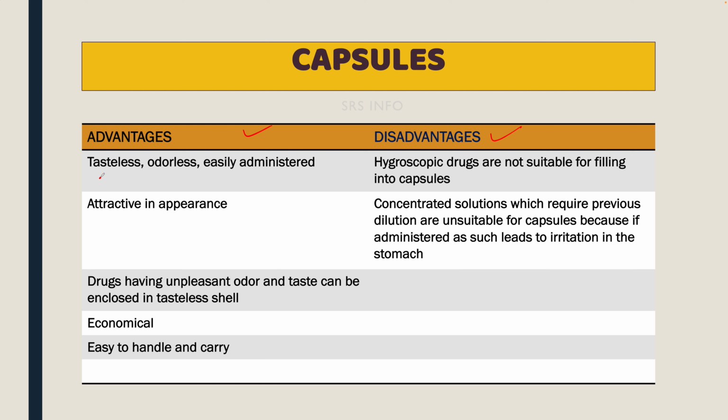We have already discussed in the definition the tasteless, odorless and easily administered form of medicines. You can see that the capsules are coming in different colors. Colorful capsules are available in the market. So these are very attractive, especially for old people and children. These are comfortable to take because of their attractive appearance. And again, the drugs having unpleasant odor and taste can be enclosed in tasteless shell. These are already explained in the definition.